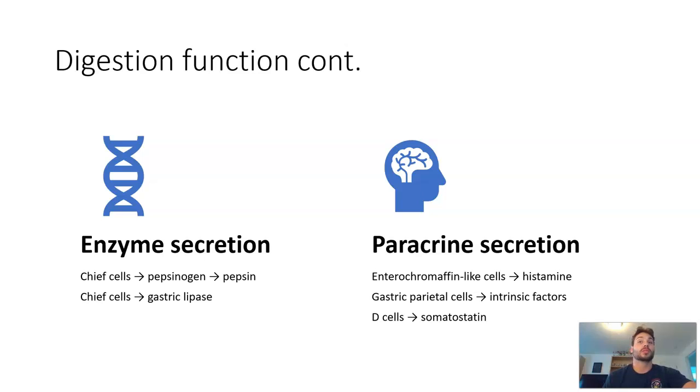Next, we'll talk about the other secretions. Here we have a few different secretions that occur. First, we'll see the enterochromaffin-like cells. These secrete histamine. Histamine diffuses to parietal cells to stimulate acid secretion. We have gastric parietal cells that secrete intrinsic factor. The intrinsic factor creates complexes with vitamin B12, which is needed for vitamin absorption in the intestine. Then we have D cells that secrete somatostatin. Somatostatin primarily functions as a negative feedback signal for the gastric phase and acid secretion.